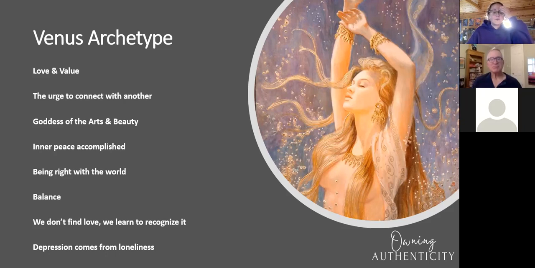Venus, like being right with the world, naturally is that same idea as balance, an inner balance. And again, you can't follow society's recipe and find inner balance. So Venus is another place that you can look for cues to help find that. I like this part, that we don't find love, we learn to recognize it.